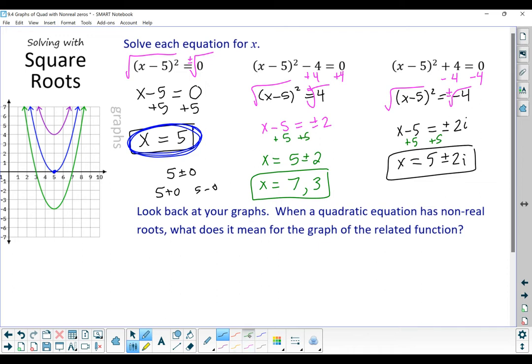Our second equation, x minus 5 squared minus 4 is equal to 0, corresponds to that green parabola, and you can see that our two solutions are those two x-intercepts. And our third parabola, our purple parabola, corresponds with this third equation. What it means when a quadratic equation has non-real roots is that the related function will not have any x-intercepts.